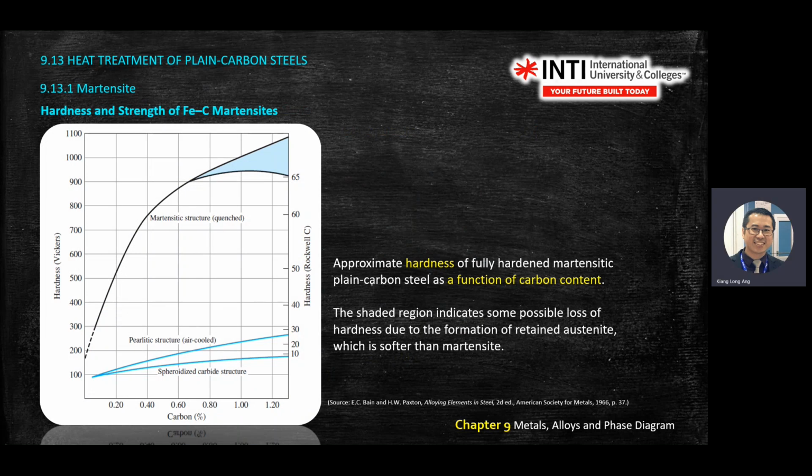So this is the hardness versus carbon. Try to observe the relationship between hardness and percentage of carbon. If you have more carbon, the hardness increases. On the graph here, you'll see the line goes up. It means if you increase more carbon, hardness will increase.